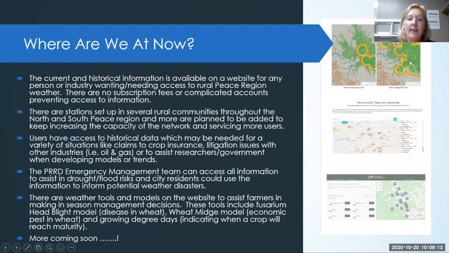The users have access to historical data, which could be used for a variety of different things, such as crop insurance claims, litigation issues with oil and gas, and it's also been used to assist researchers or government when developing models or trends.